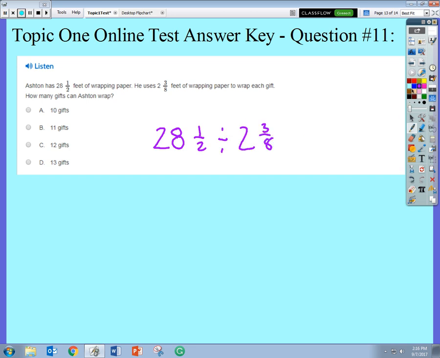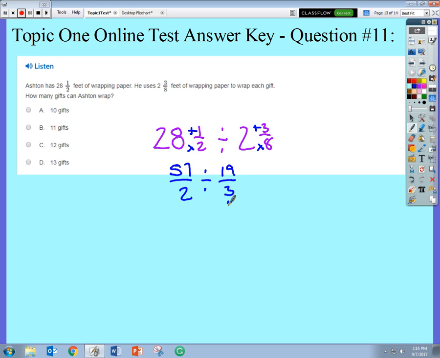2 3/8. All right. I can't do it this way. I must do some converting to improper fractions. 28 doubled gives me 56. 56 plus 1 gives me 57 halves. I'm going to keep dividing here because sometimes we make a mistake if we don't. 2 times 8 is 16. 16 plus 3 is 19. We go 19 thirds, I believe.